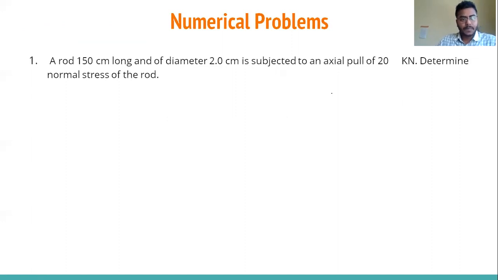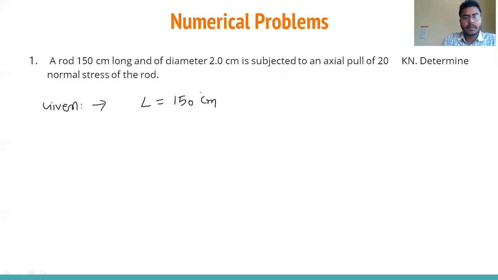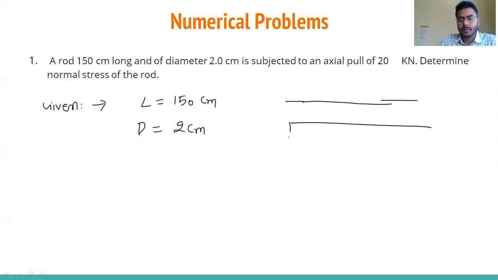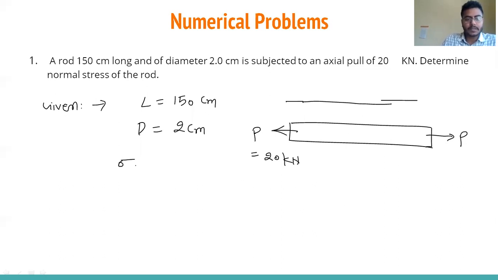First numerical: we have a rod of length 150 centimeter and diameter 2 centimeter, subjected to an axial pull of 20 kilonewton. So now we can draw a figure like this. This pulling force is 20 kilonewton. Determine the normal stress of the rod. We have to calculate the normal stress of the rod.